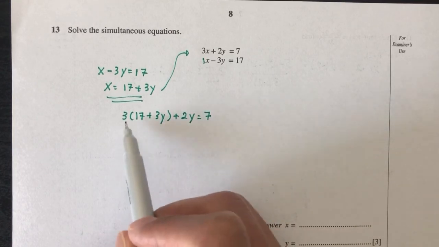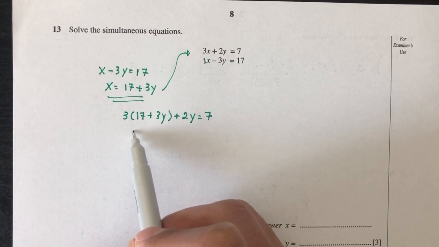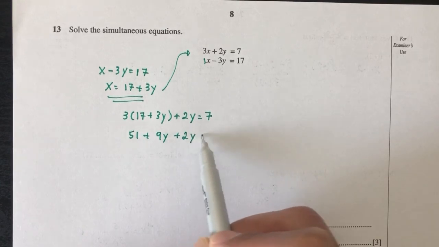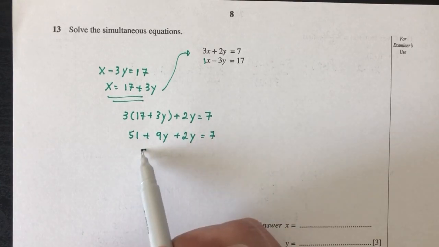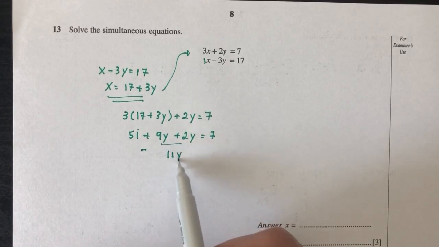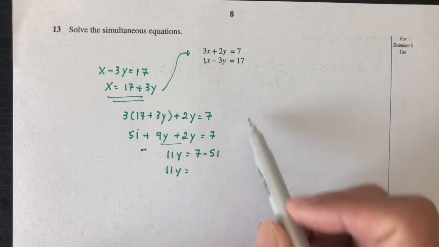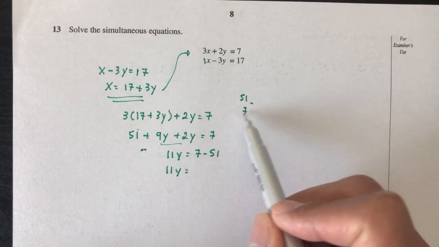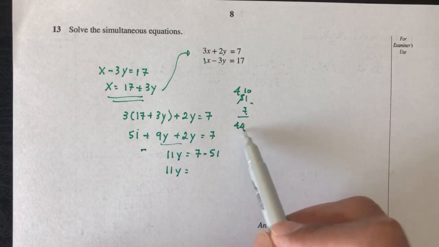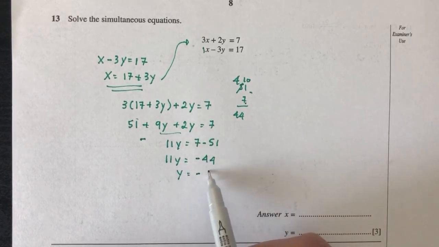Now we have to expand. 3 times 17 will be what? It will be 51 plus 9y plus 2y equal to 7. So we send this over here. We have 9 plus 2 will be 11y equal to 7 minus 51. So 11y will be what? Let's do 51 minus 7. We have 4, 10, 3, 44. So 11y will be minus 44. So y will be minus 4.